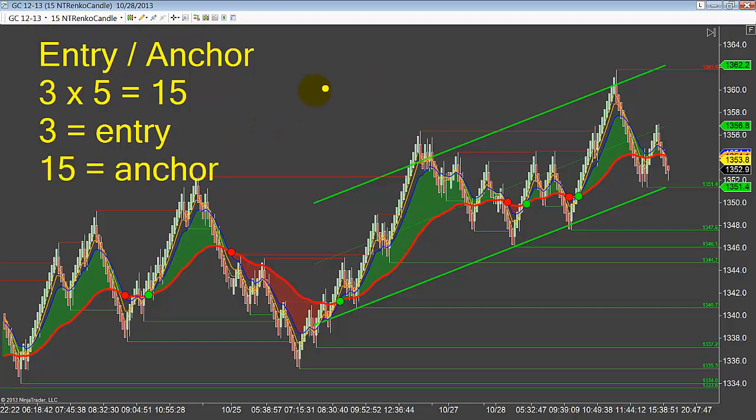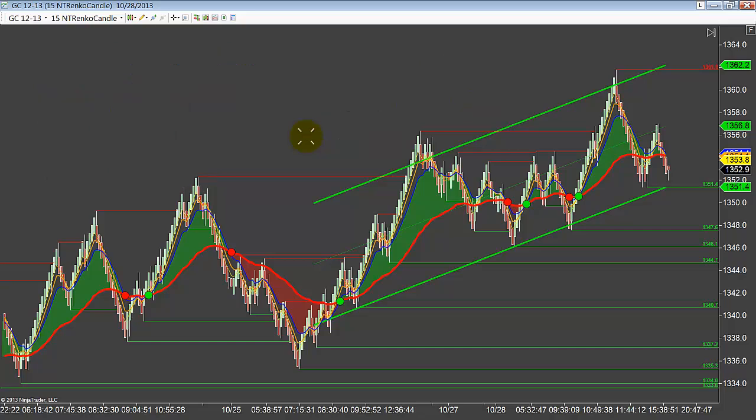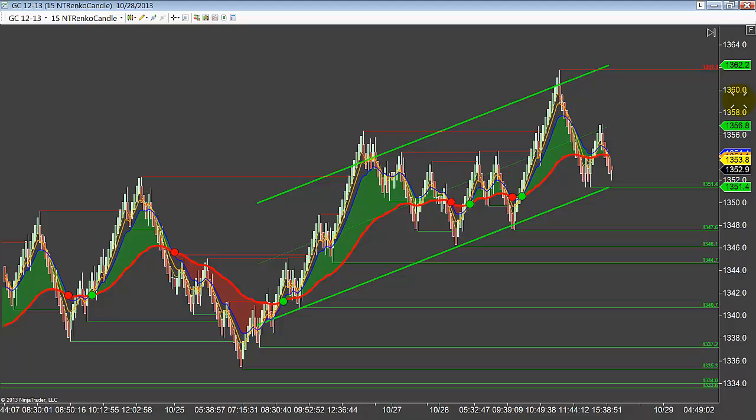Now, I can use fractals of 3, 4, 5, 6. There's a lot of research that we've done on the best fractal sequences. I won't bore you with those details. We'll save that for our advanced membership. So we're talking about multiple time frames here.